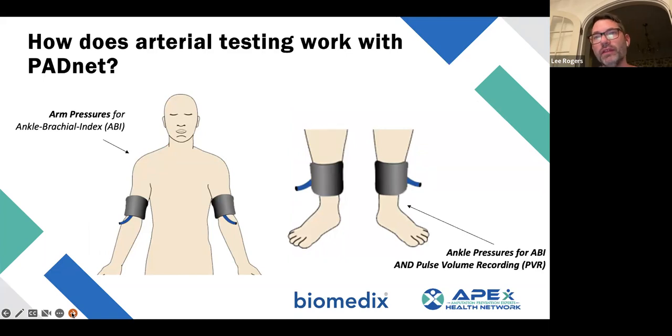So how does the PAD testing work with PADnet? Well, what we get is an ankle brachial index. There are 4 cuffs, and they get the systolic pressure of both brachial arteries and the pedal arteries, and what we're getting is an index of the lower extremity or ankle arteries over the brachial arteries, and that creates your index. That index should be as close to 1 as possible or slightly above.